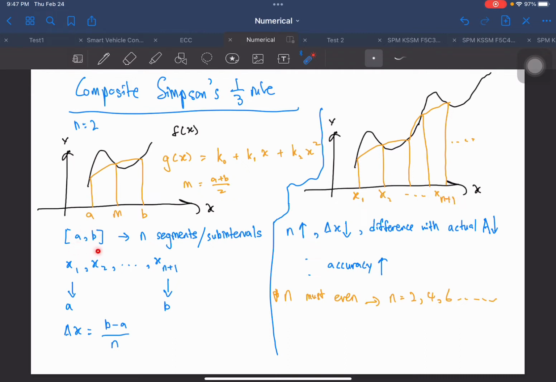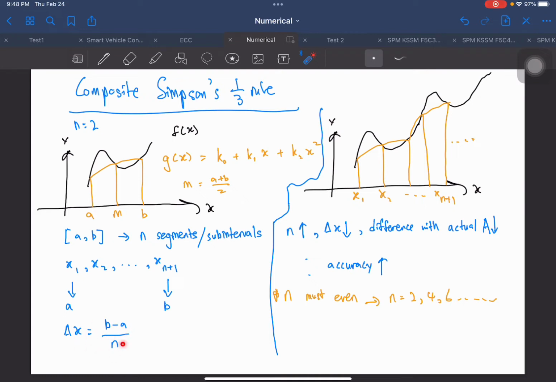So basically for a range of A to B, we divide it into n segments, or you can say n sub-intervals. These n sub-intervals have a range of x1, x2 to xn plus 1. And this n can only be even, which is n equals 2, 4, 6 and so on. The distance between consecutive x values, we call delta x. It is the same for all intervals.